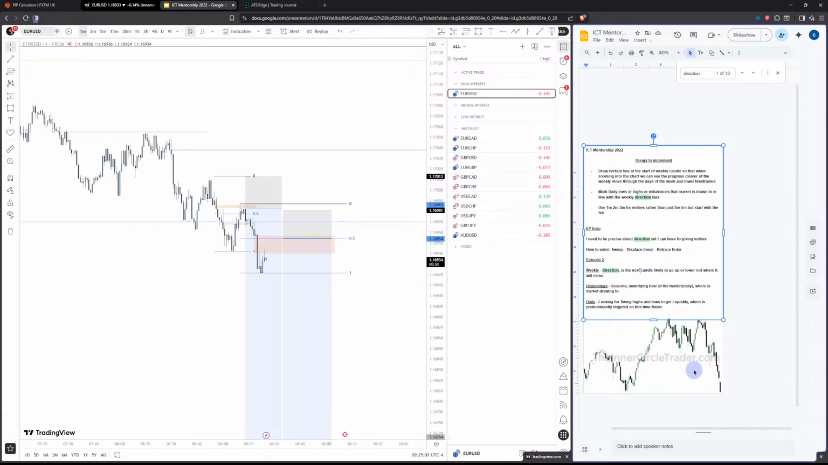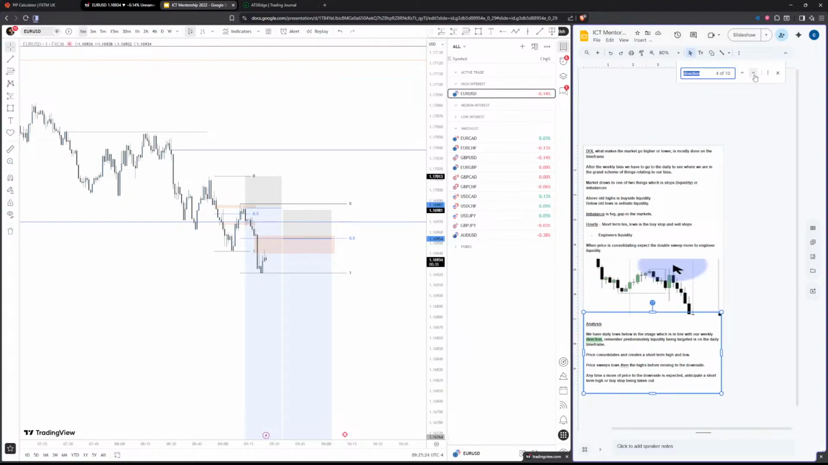Weekly direction is simply the next candle. Is it likely to go up or down? How we do that, I didn't write it down. Maybe we go back to episode 2 to review that. So again, this is why I want to collate topic by topic rather than episode by episode. So cool.